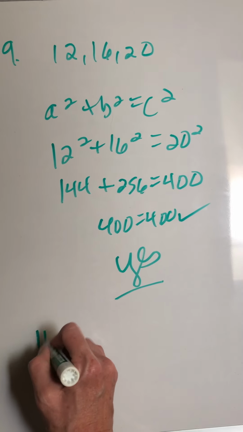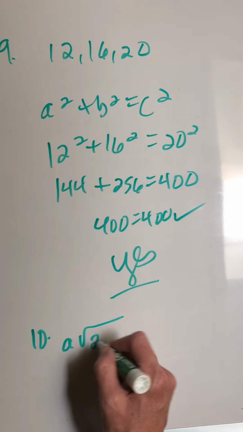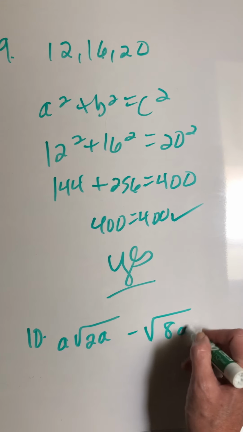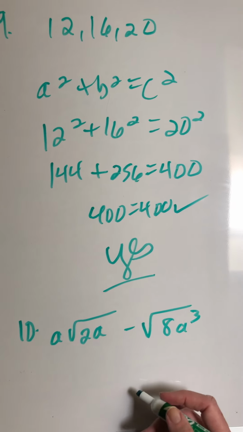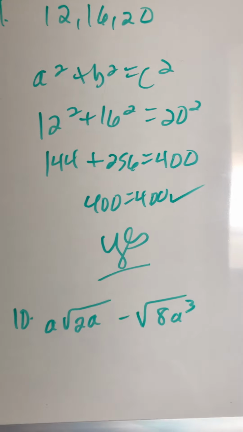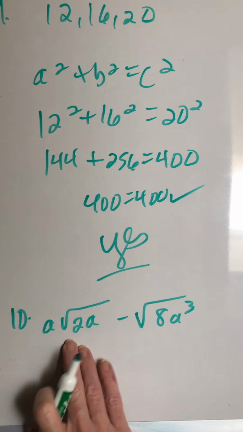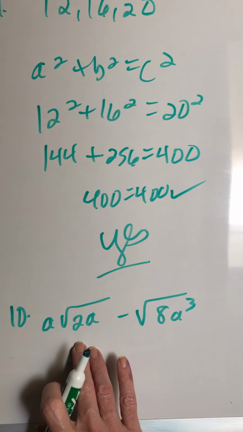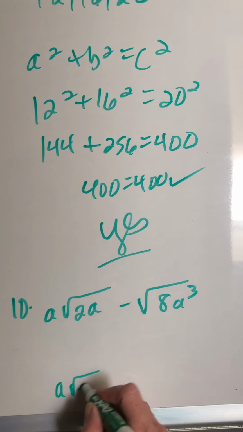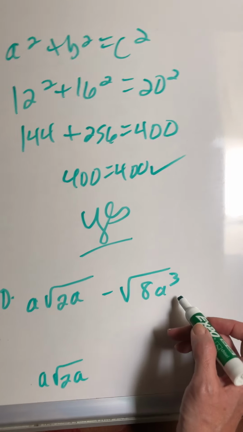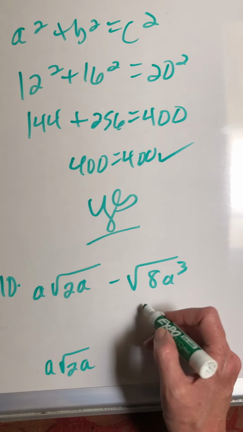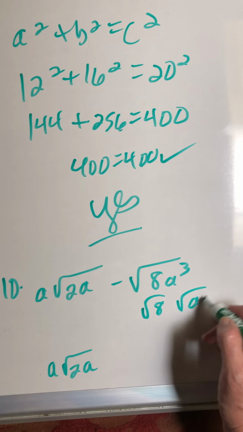Then on number 10, you're subtracting the square root of 2a minus the square root of 8a cubed. So this kind of takes us back to number 3, where we've got to simplify. This one's already simplified. I can't do anything with the 2a. So I'm just going to rewrite that. What I want to try to do is get this simplified so that I can combine the two. So I want to do the square root of 8 and the square root of a cubed.